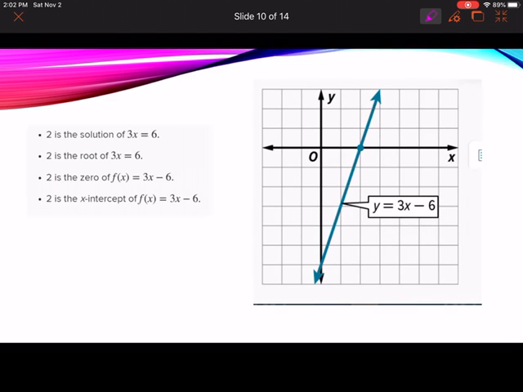So this is important. See where it crosses x equals 2? So this is the solution of this function.